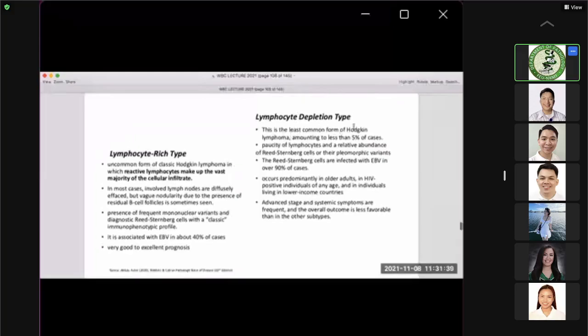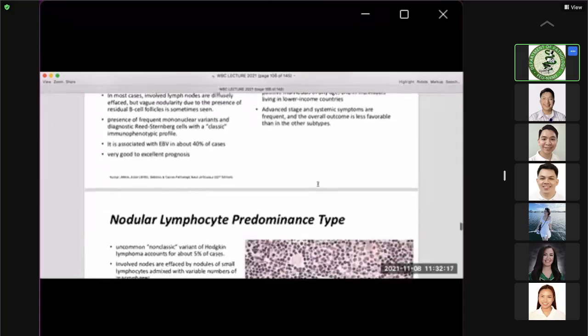This is the least common, the lymphocyte depletion type. It is only 5% of cases. There is paucity of lymphocytes and a relative abundance of RS cells or their pleomorphic variants. Associated with EBV in over 90% of cases. So older adults, HIV positive individuals of any age, and individuals living in lower income countries, this is what we see. Advanced stage and systemic symptoms are frequent. Overall outcome is less favorable than in the other subtypes.